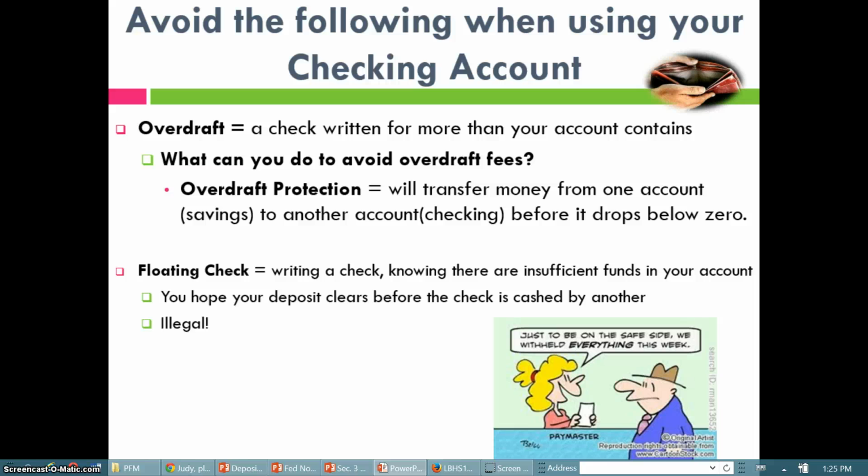A floating check is writing a check knowing that there are insufficient funds in your account. You hope that a deposit clears before the check is cashed by another person. That is illegal to do, and you want to make sure that you only write checks for the amount of money that's actually in your account at that time.